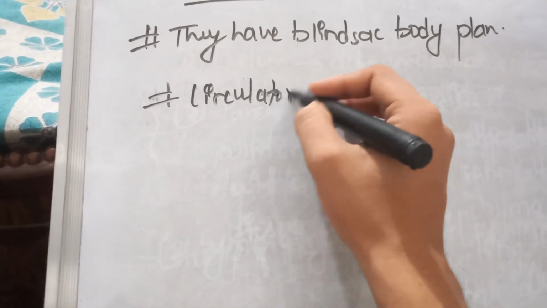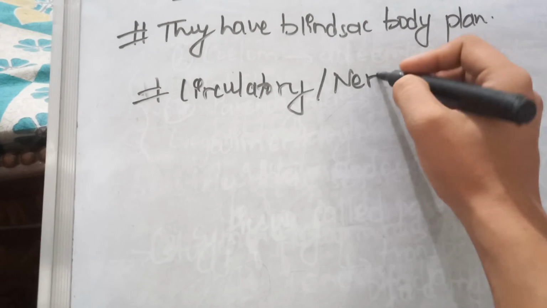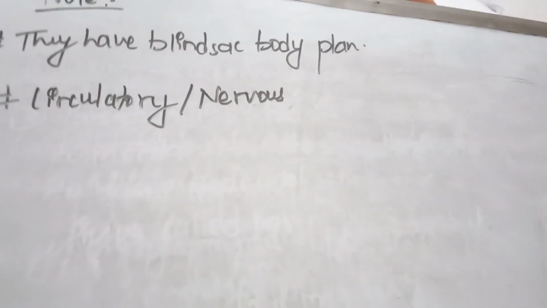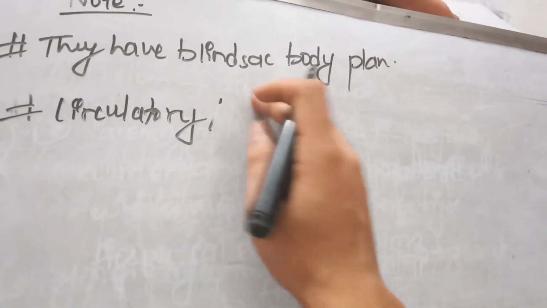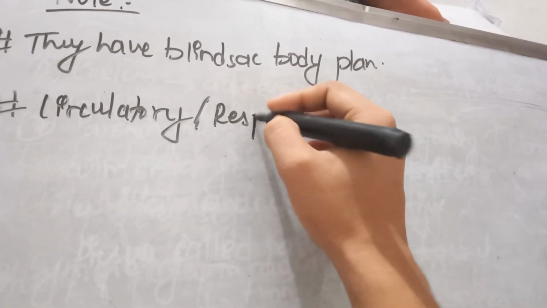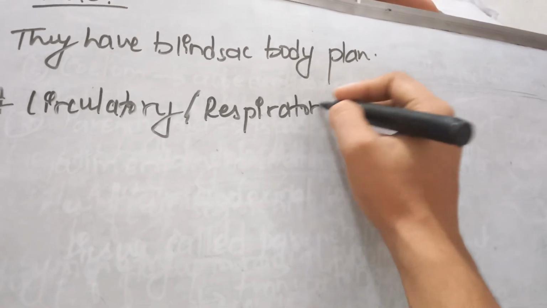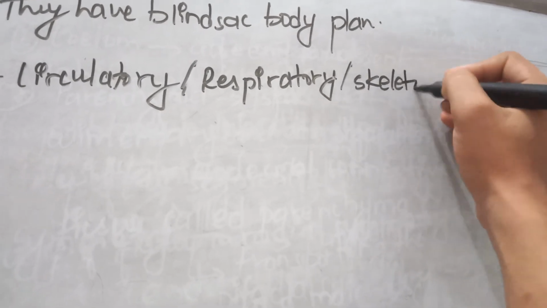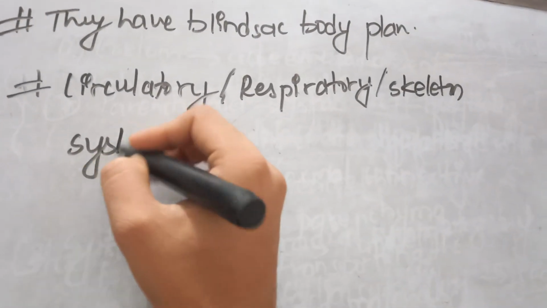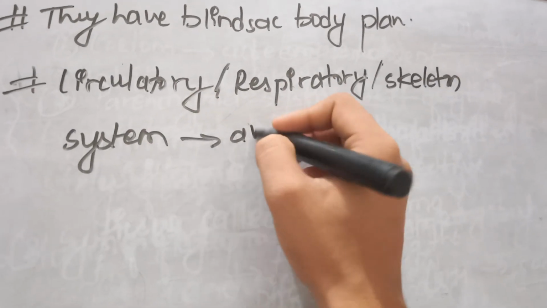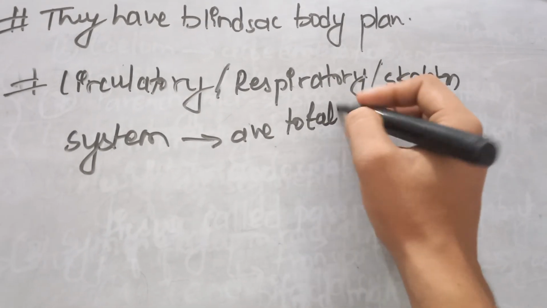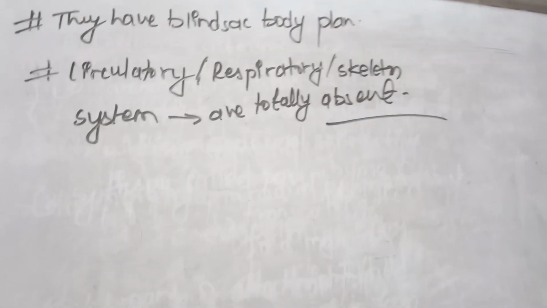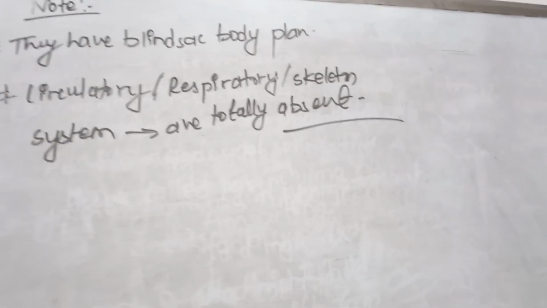Likewise, you have to understand that the circulatory, respiratory and skeleton systems are totally absent. What are totally absent?